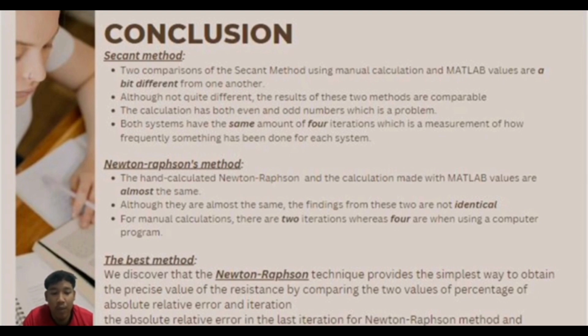The best method that we discovered is that the Newton-Raphson technique provides the simplest way to obtain the precise value of the resistance, by comparing the two values of percentage of absolute relative error. The absolute relative error for the Newton-Raphson method and the secant method are approximately 0.2370 and 0.0153.